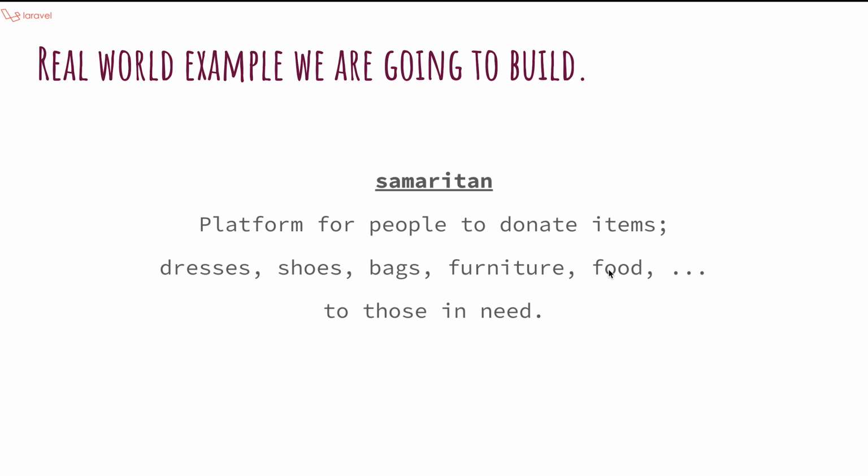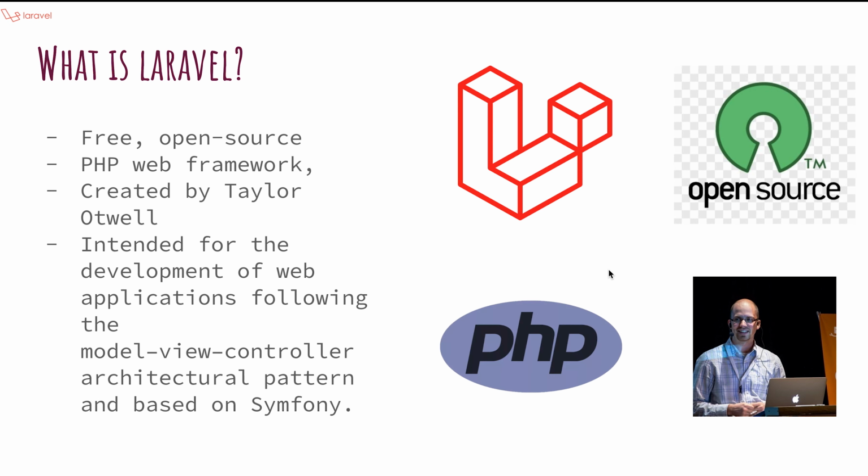At the end of this course, in order for us to be sure that we have the necessary skills that the course has imparted in us, we are going to build a simple real-world project, and this project is going to be called Samaritan. Samaritan is going to be a basic web application that helps people who want to donate food items, dresses, shoes, bags, furniture, and those things which they don't need or have in excess to those who are in need. Let's dive straight into the first section.